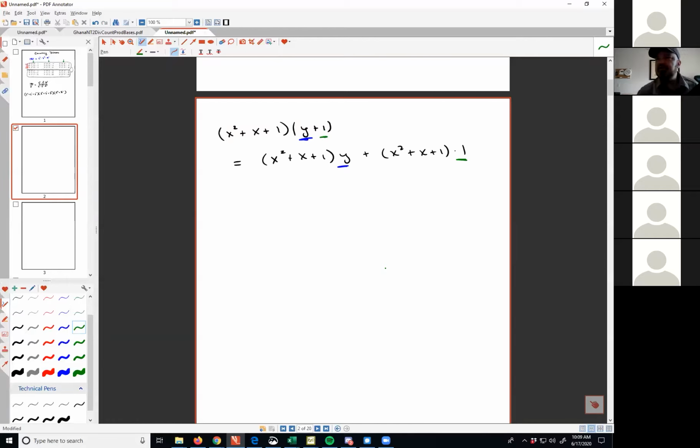So here, I have distributed y plus 1 into 2 pieces, and I've multiplied each of those pieces by x squared plus x plus 1.